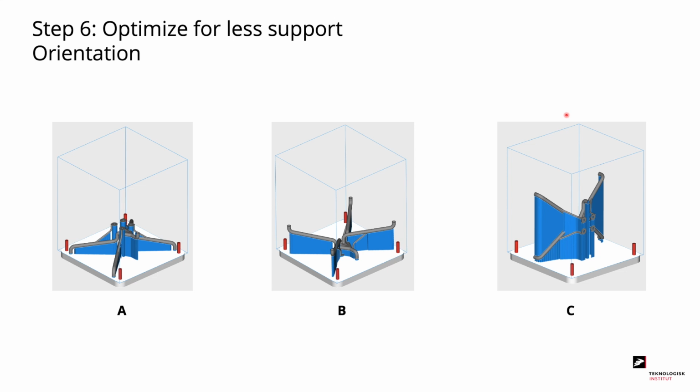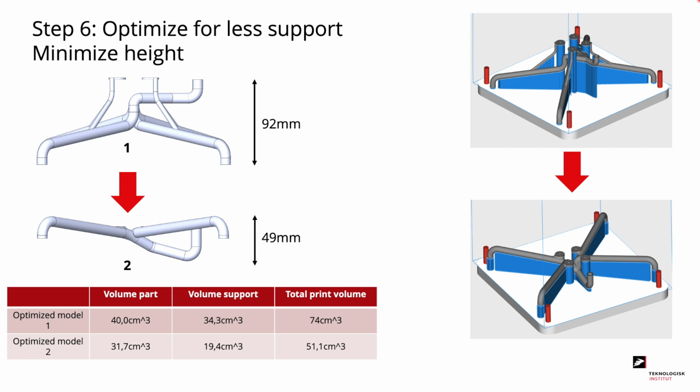So this could be an option if we wanted to series produce it. But I've decided to move forward with figure A because I think that gives us the best orientation. Now we'll look at the robot gripper again and see how we can optimize it using some of the guidelines that we saw earlier. One way was to reduce the height and thereby reduce the amount of support needed.